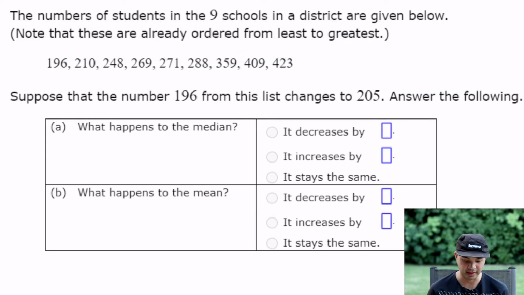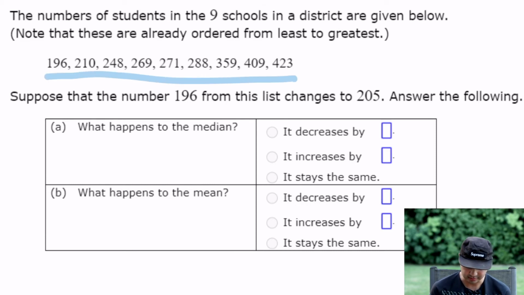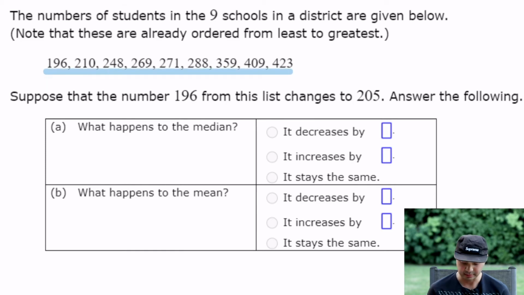All right, so here's the problem from Alex. The numbers of students in 9 schools in the district are given below. Note that these are already ordered from least to greatest. Good for them. So we have these numbers here. Suppose that the number 196 from this list changes to 205. Answer the following. What happens to the median?